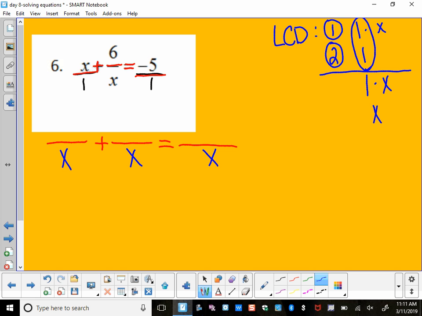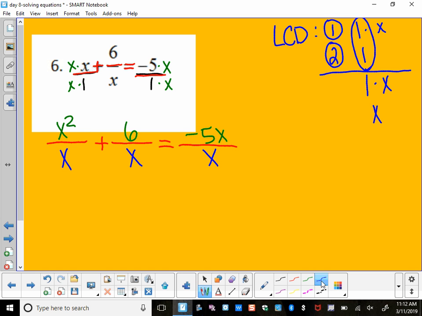If you look at your first fraction, your denominator is 1. What are you missing from 1 to x? X. You're missing the x. So x times x is x squared. My middle fraction, I have x and I have x. Am I missing anything? No. So I keep my 6 the same. I'm not missing anything. My last fraction, I have 1 and I'm going to x. So what am I missing? X. So I have negative 5 times x, which is negative 5x.